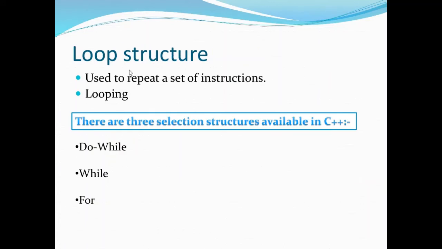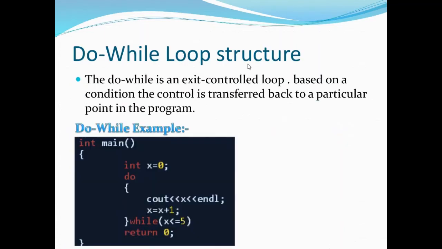Loop structure is used to repeat a set of instructions. There are three loop structures available in C++: do while, while, and for. Do while loop structure. A do while loop is an exit control loop. Based on a condition, the control is transferred back to a particular point in the program.